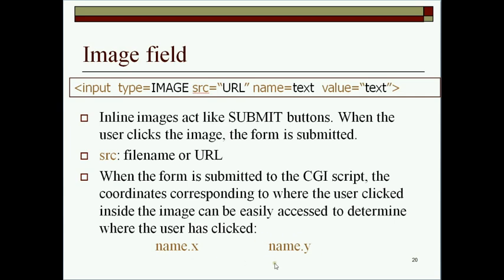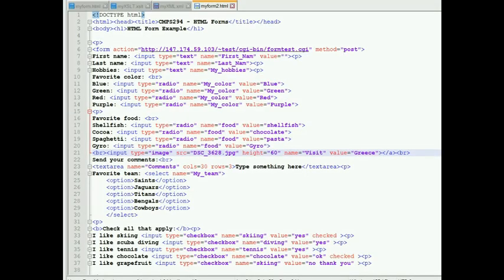Respectively, whatever name you gave to this input, name.y would be the y coordinate on the vertical axis of the click in terms of pixels from the origin of the image, which is the lower left corner of the image.